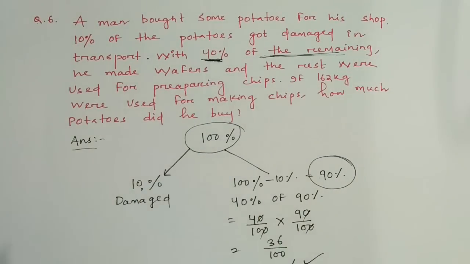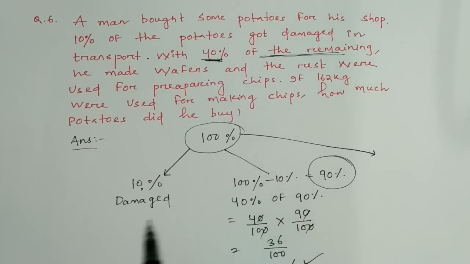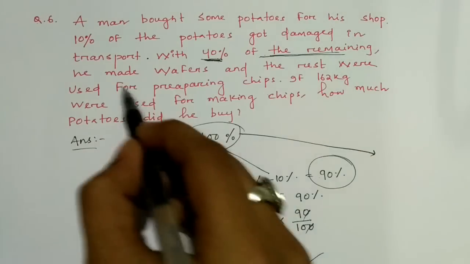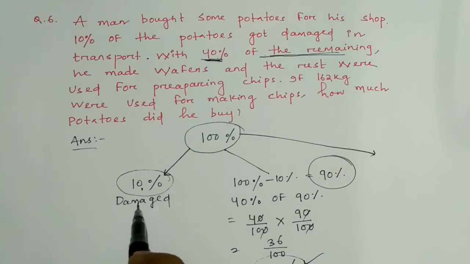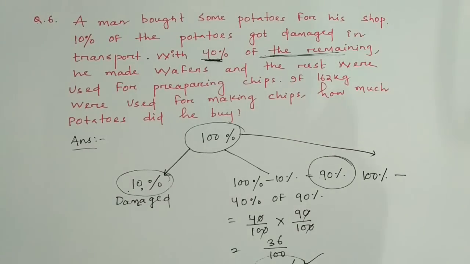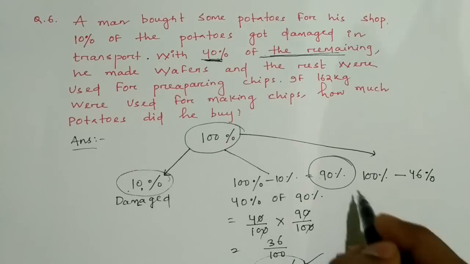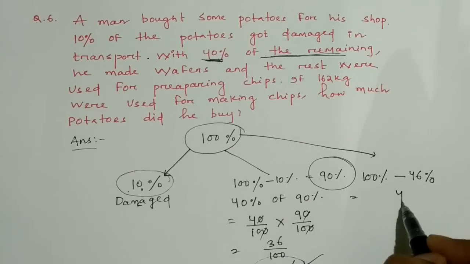He made wafers and the rest were used for preparing chips. So the rest means 10% got damaged, 36% made into wafers, and the rest were used for preparing chips. So this is 10%, this is 36%. The total is 10% plus 36%, that is 46%. So 100 minus 46, that is 54%.